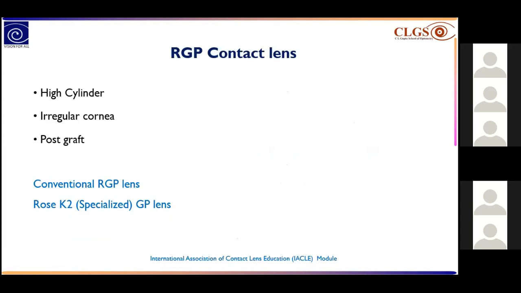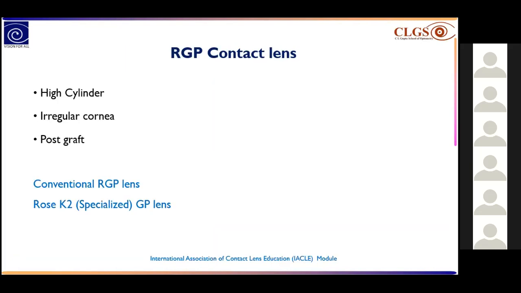So coming to RGP contact lenses, the indications of these RGP contact lenses are corneal scar, high cylinder, irregular corneas or corneal ectasia, and also post graft cases, where we can consider these RGP contact lenses. There are two types of RGP contact lenses available at our institute. One is conventional RGP lenses, which is the Indian RGP lens, and another is the specialized Rose K2 RGP lens.